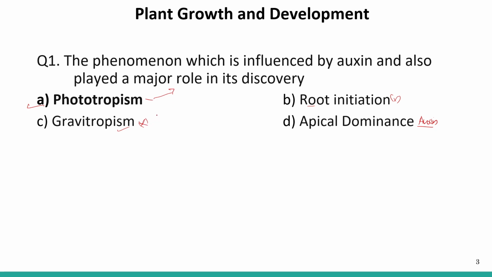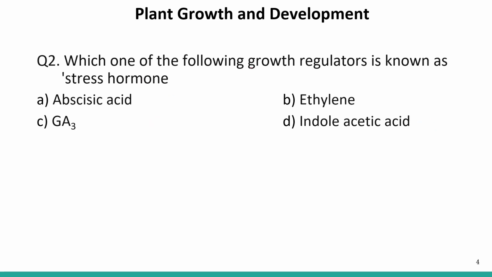The next question is, which one of the following growth regulators is known as the stress hormone? Options are abscisic acid, ethylene, gibberellic acid, and indole acetic acid. Abscisic acid, also known as ABA. So let's study the function of ABA first. Abscisic acid is usually a growth inhibitor, it suppresses the growth.